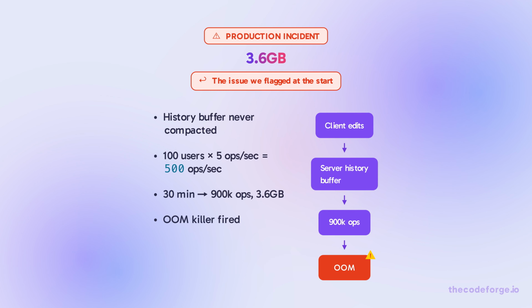Here's exactly why that happened. The operation history buffer stored every operation since session start without compaction. With 100 users typing at 5 ops per second, the history grew 500 ops per second. After 30 minutes, 900K operations consumed 3.6 GB, triggering the OOM killer.